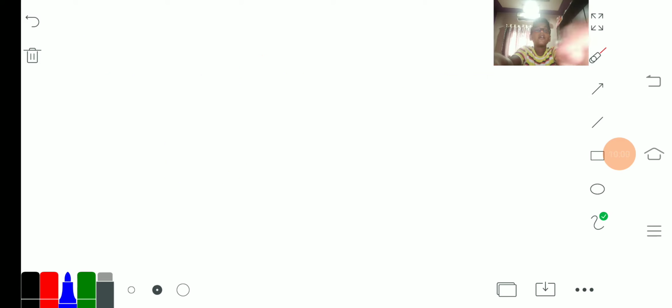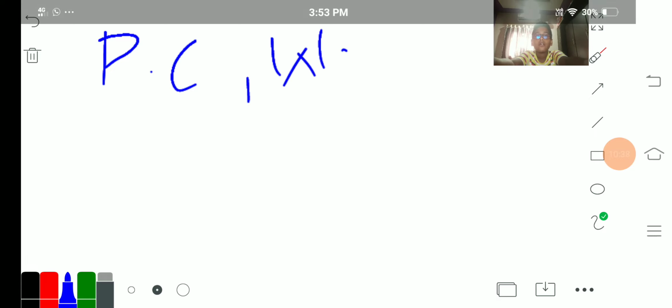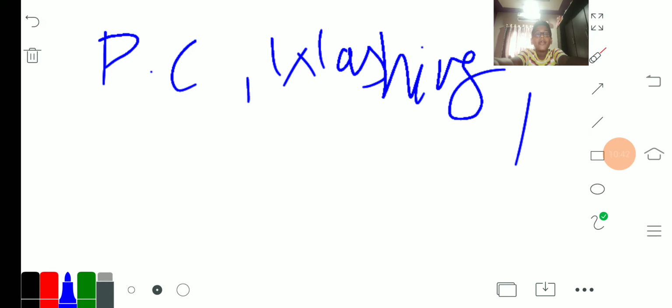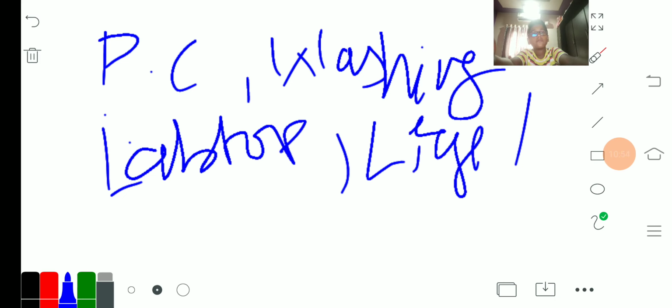Now we will go with the next one, that is electricity. What is electricity? This is a bit tricky. First I did not explain the use of electricity, so now I'm going to explain it. Basically electricity is used in electronic devices like a PC, washing machine, laptop, light, and also mobile.